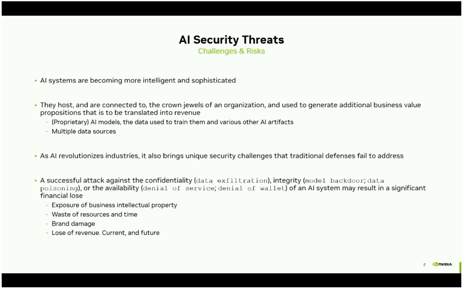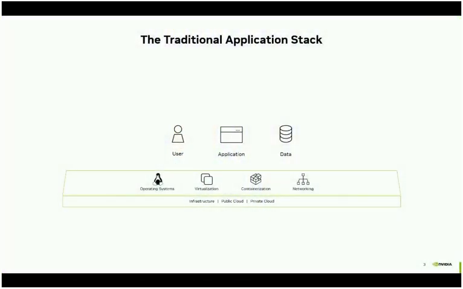So if someone gets access to those systems, they can access AI artifacts from models to the data that is used for training, or access the data sources that these systems are connected to in order to provide their value. So as a whole, someone getting access to these systems means a major issue for those organizations, resulting in a significant financial loss. When we look at the traditional application stack, it's pretty straightforward.